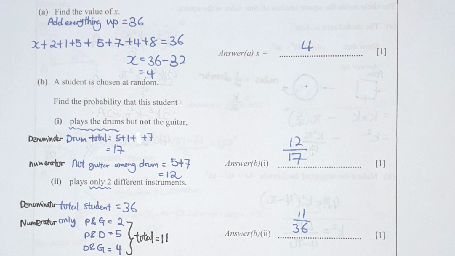As for section 2, plays only 2 different instruments. This one will be compared to the total students. The total students, there's 36 of them. Those who play 2 instruments only will be 2 plus 5 plus 4 equals 11. So your final result is 11 over 36.